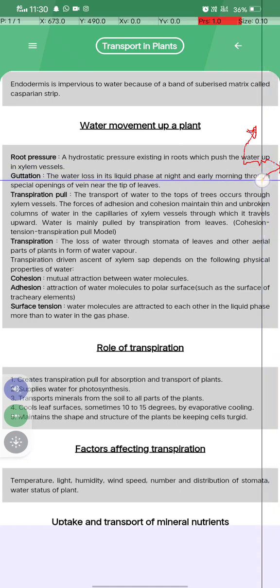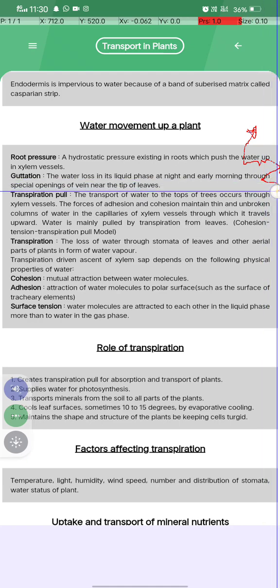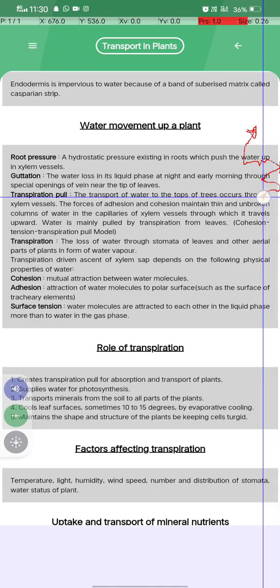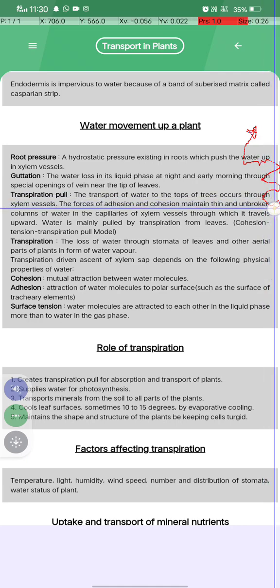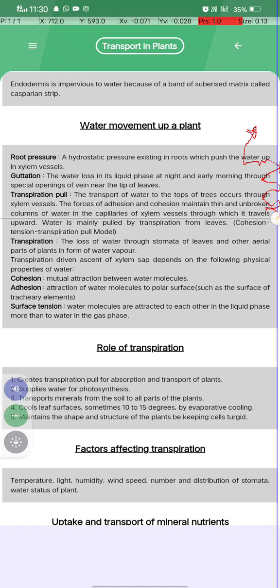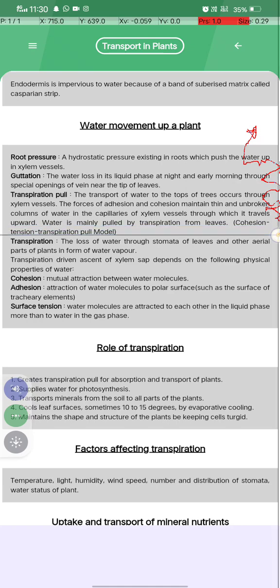Guttation: the water loss in liquid phase at night and early morning through special openings near the tips of leaves, and the transpiration pull. The transport of water to the tops of trees occurs through the xylem vessels, and the forces of adhesion and cohesion maintain a thin unbroken column of water in the capillaries of the xylem vessels, through which it travels upward, and water is mainly pulled by transpiration from leaves: cohesion and tension.